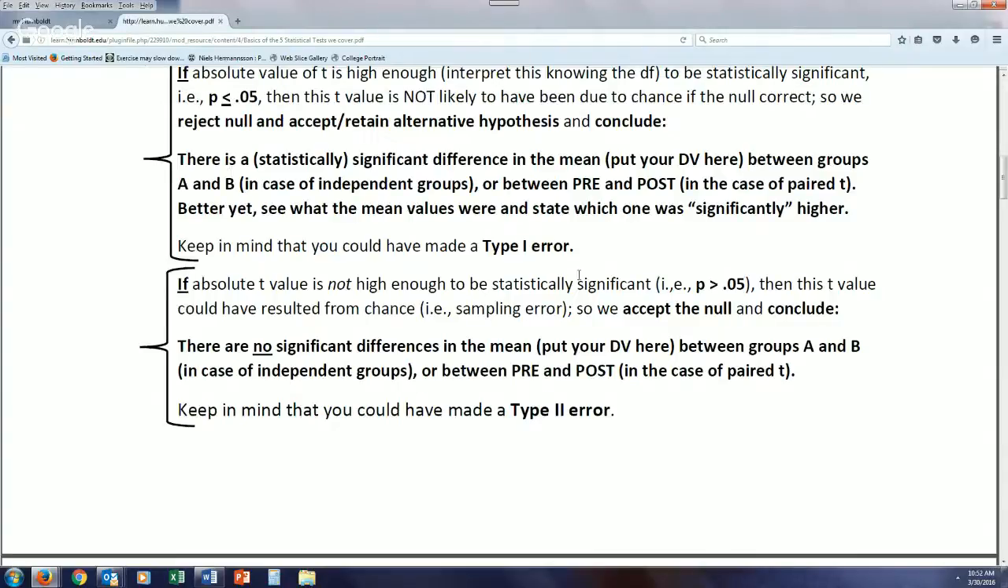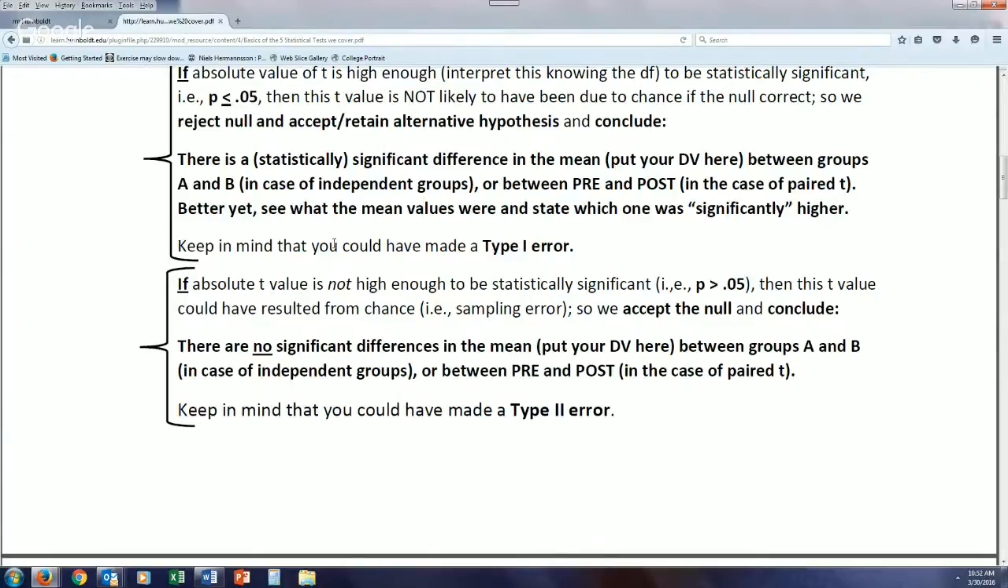Keep in mind, you have the possibility of falsely rejecting the null. That's a type 1 error. Falsely rejecting the null. You shouldn't have rejected the null. There's going to be a chance of 5 out of 100 had you set your p-value less than or equal to 0.05.